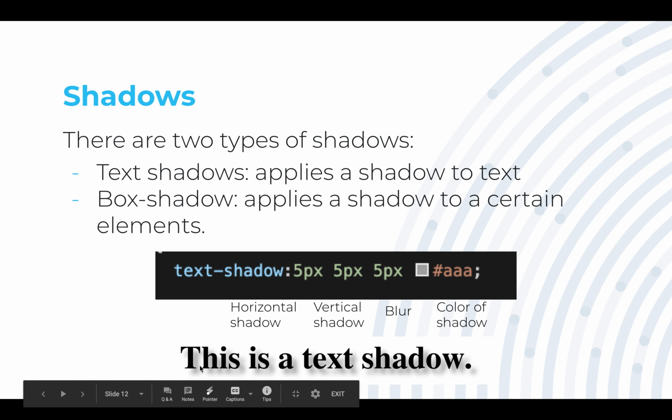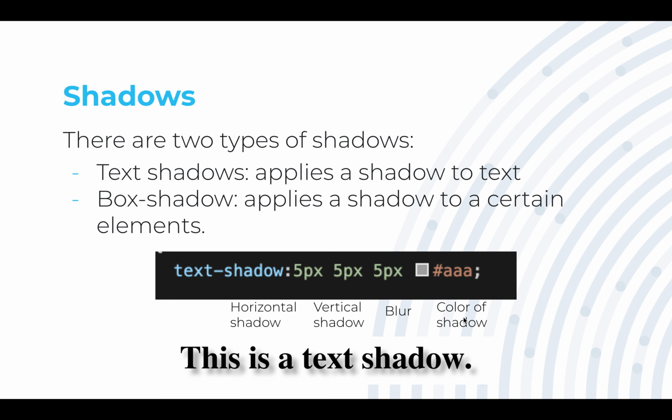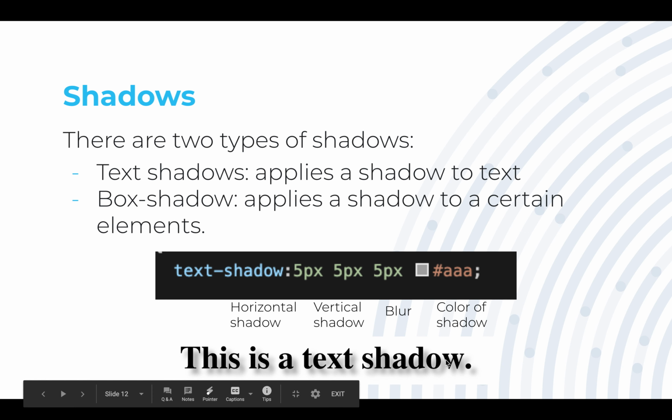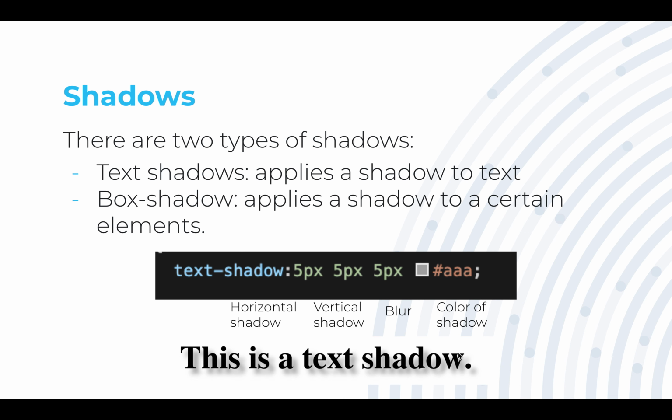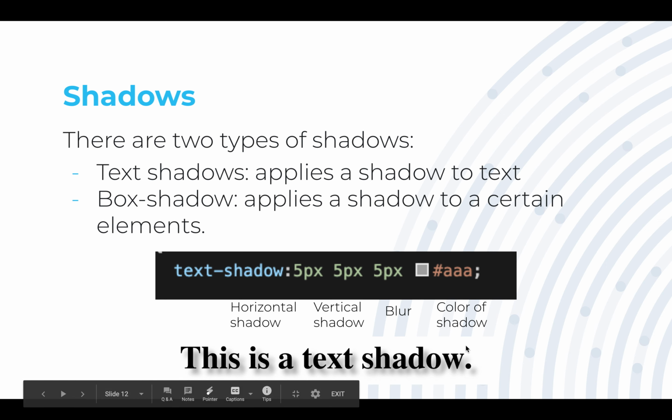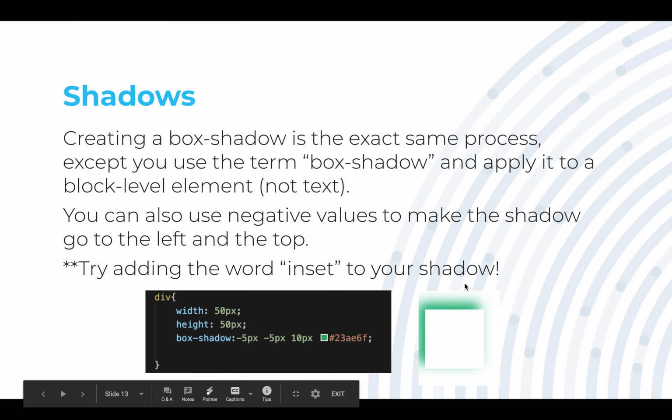So over here you can see that the shadow is 5 pixels towards the right, 5 pixels downwards, with 5 pixels of blur. You can obviously omit the blur value if you don't want any blur. And then the color of the shadow, which can be anything you want. If you want some opacity in your shadow, then I suggest adding an RGBA value instead.